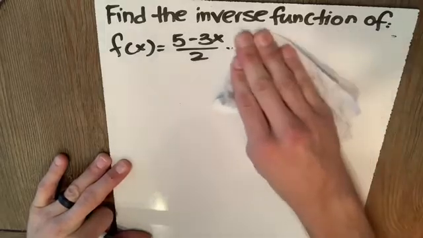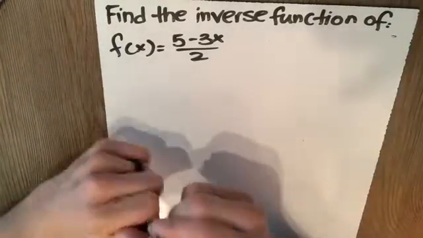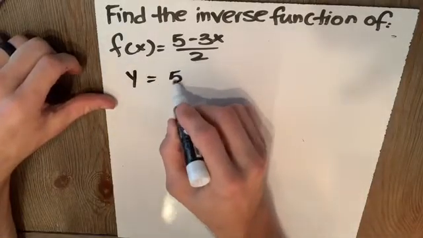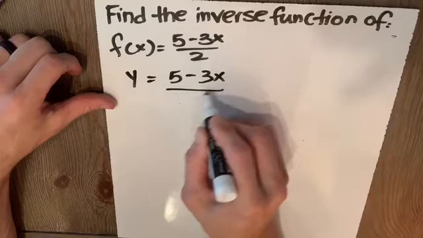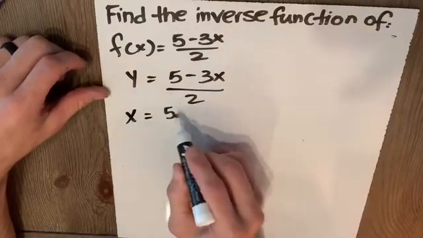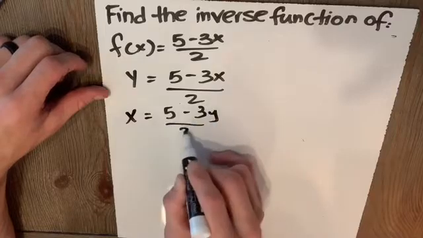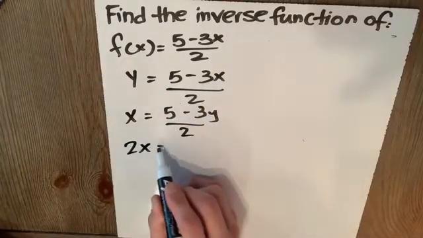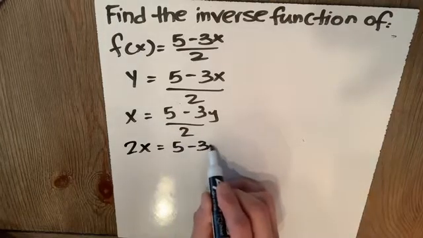So I'm just going to take that away. Remember our rules. F of x becomes y is equal to 5 minus 3x over 2. Then I switch x and y. X is equal to 5 minus 3y over 2. And now I'm going to solve for this y. Multiply both sides by 2. 2x equals 5 minus 3y.